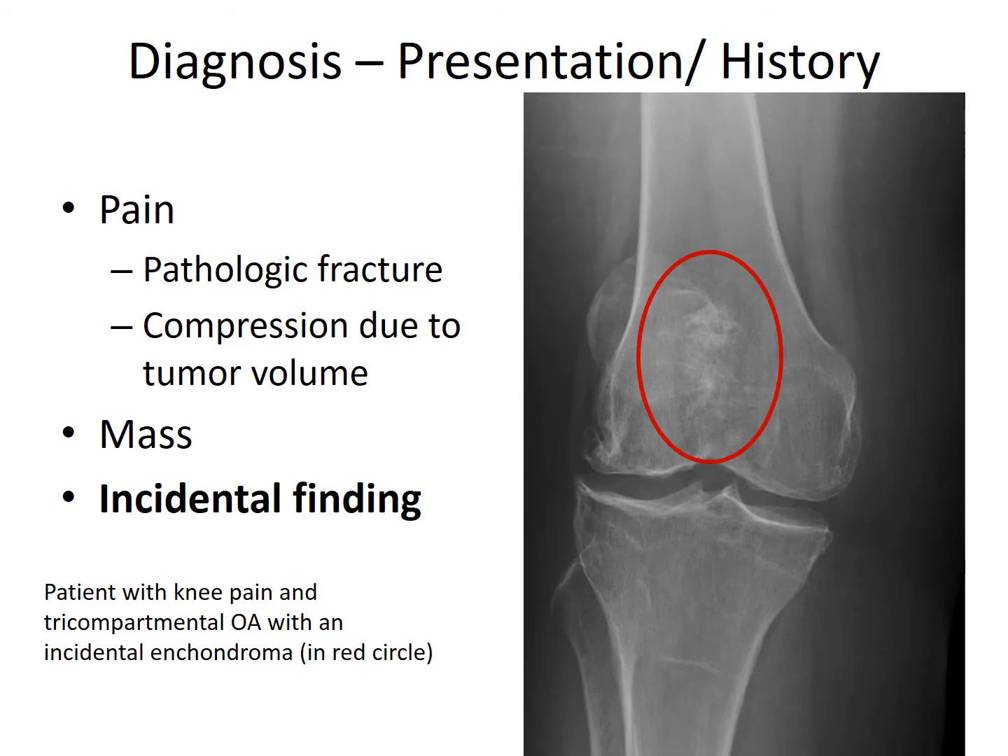Here is a patient who presents with knee pain. This patient has tricompartmental arthritis, and it's incidentally noted that the patient has an enchondroma. The pain is attributed to the arthritis, and the patient just incidentally has a benign cartilage lesion in the distal femur. Cartilage lesions change the bone architecture, and here, if you're able to cover up the cartilage lesion with your hand and look at the architecture of the bone, it's completely normal except for the arthritis surrounding it.